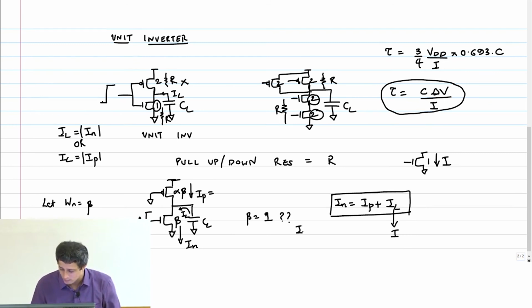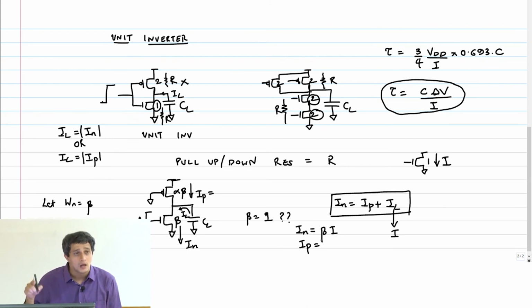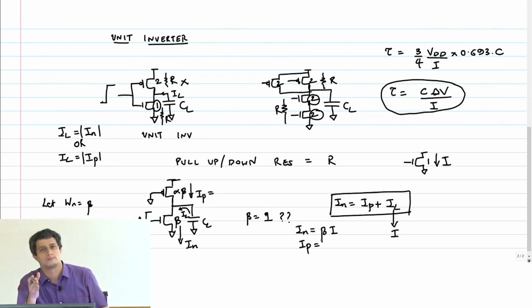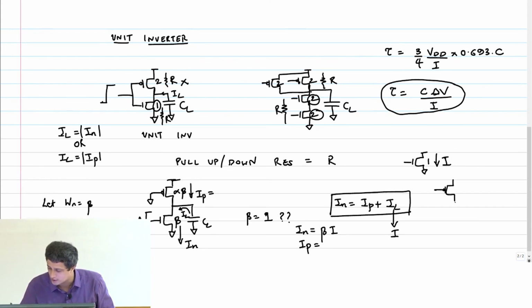So can you now tell me what is IN in terms of beta and I? The width is beta. If the unit transistor has a current I, what is the current through the scaled transistor? Beta times I. What about IP? Alpha beta I by 2. PMOS current gets scaled by mobility always. Cannot forget this. If this gives me I, then a PMOS transistor with the same width will give me I by 2, because mobility is half. So IP is alpha beta by 2 into I.